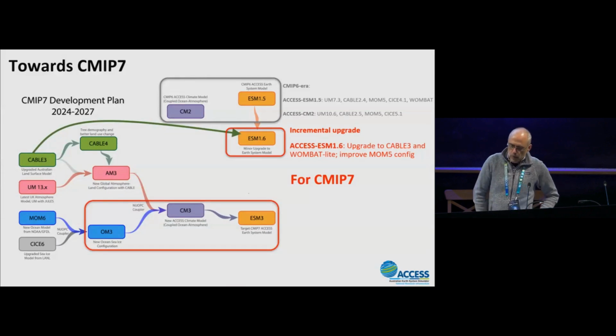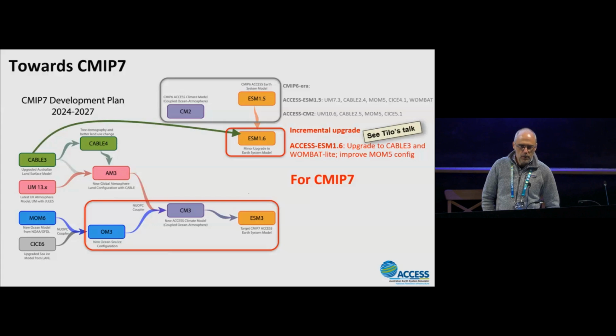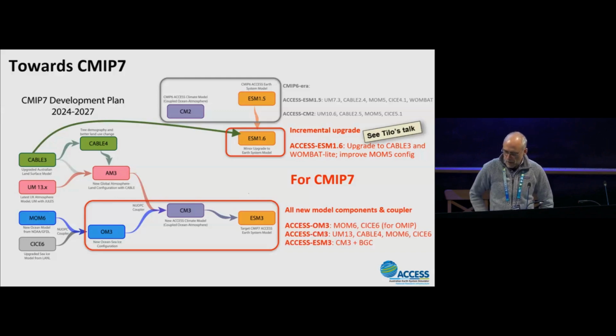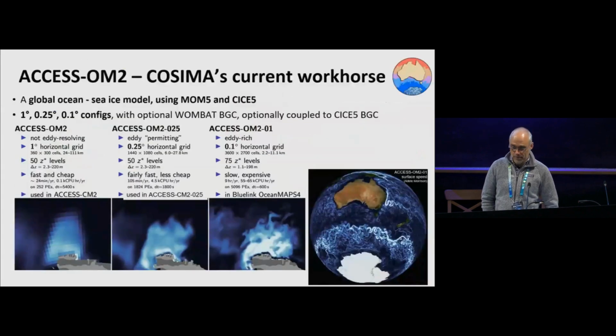There's ESM 1.6, which is an incremental upgrade to 1.5 with an improved land surface and ocean biogeochemistry and ocean configuration. But that's for Thilo's talk later in this session, so you'll find out more then. The part I'm talking about is this other part, which is basically all new model components and coupler. So it's ACCESS OM3, which is the ocean and sea ice part, CM3, which is the physical climate model, and ESM3, which is CM3 plus BGC.